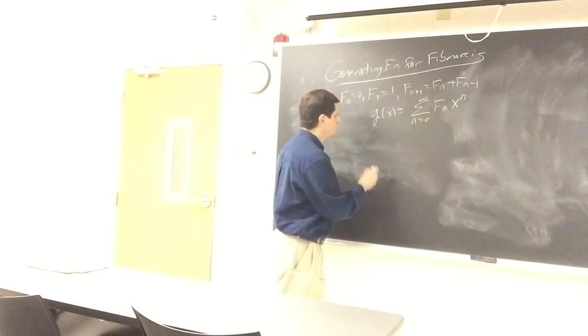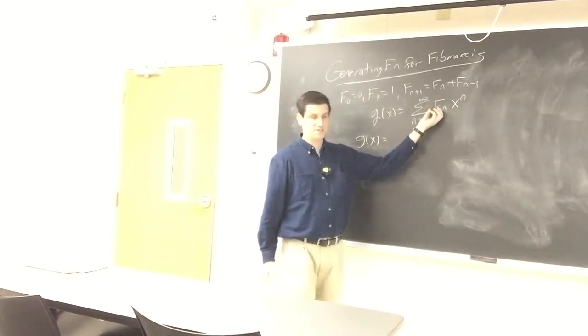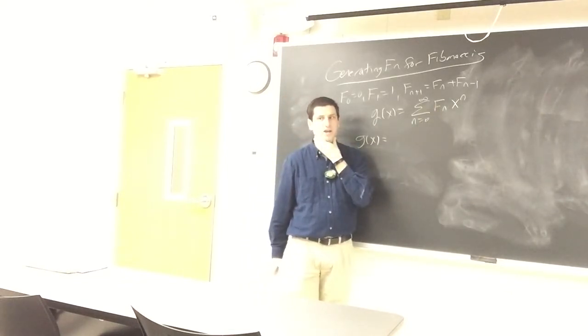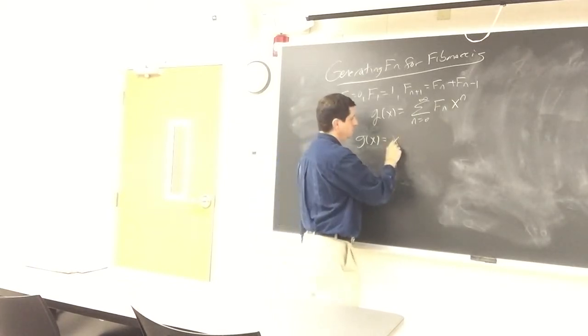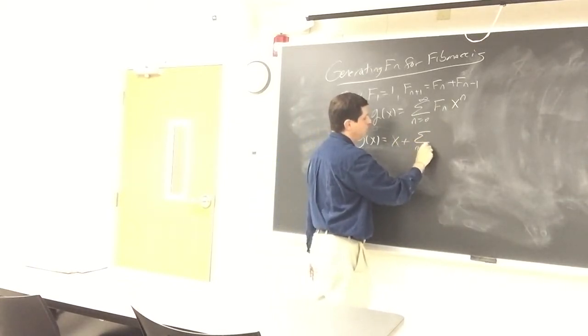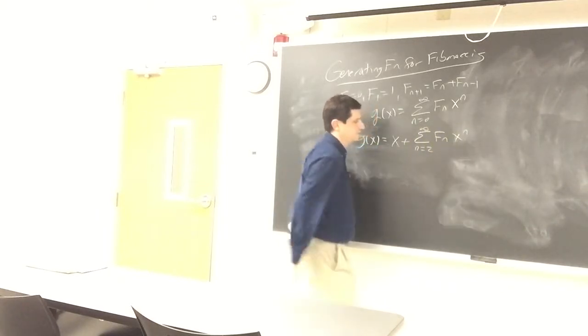All right, so let's look at what's going on. So g of x, well, we know the first term is just 0. And then we have F1, which will just be x. And then we have a sum, n goes from 2 to infinity of Fn x^n.